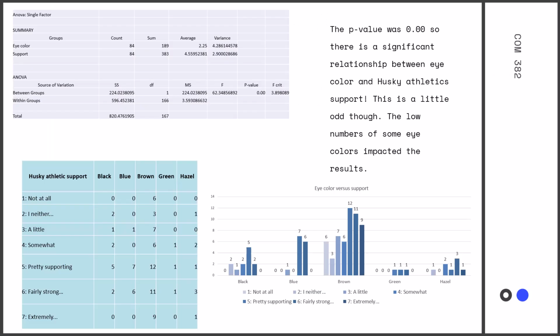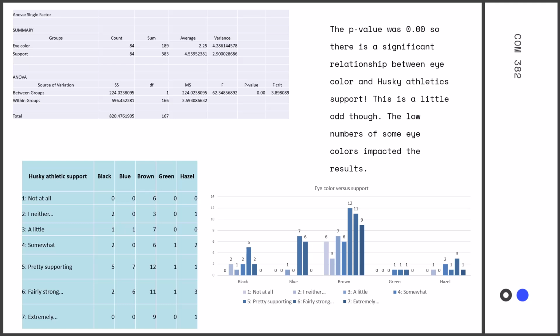In this example, I looked at that eye color measure against this pseudo-interval measure of support for UW Husky athletics. You can see here that when we went across eye colors and support, there were some notable differences, and the differences are a little bit different. Now, what's really important is that we had a ton more people in this class overall with brown eyes than any other color eyes. So it's not really a fair comparison.